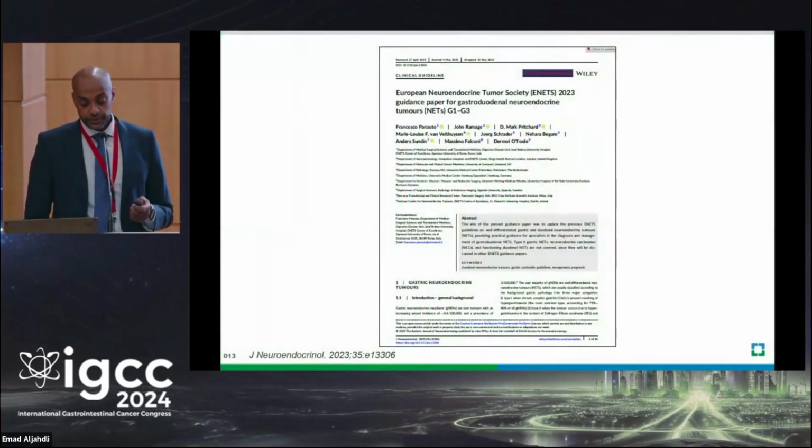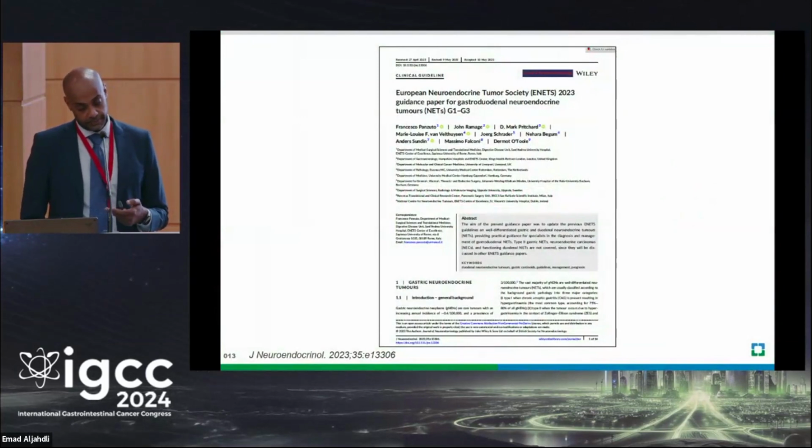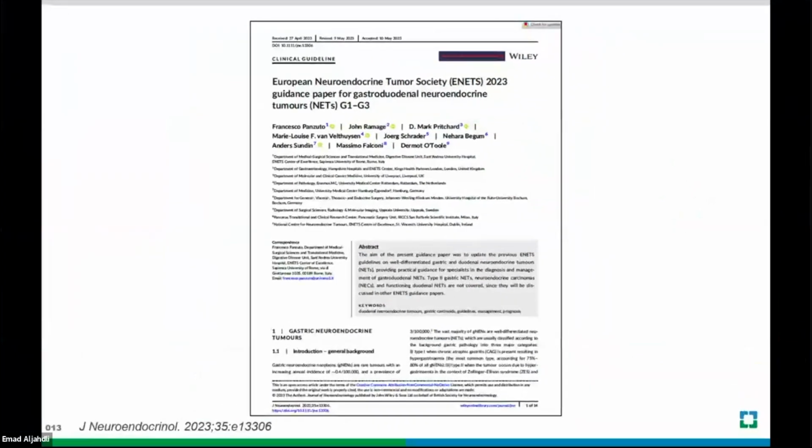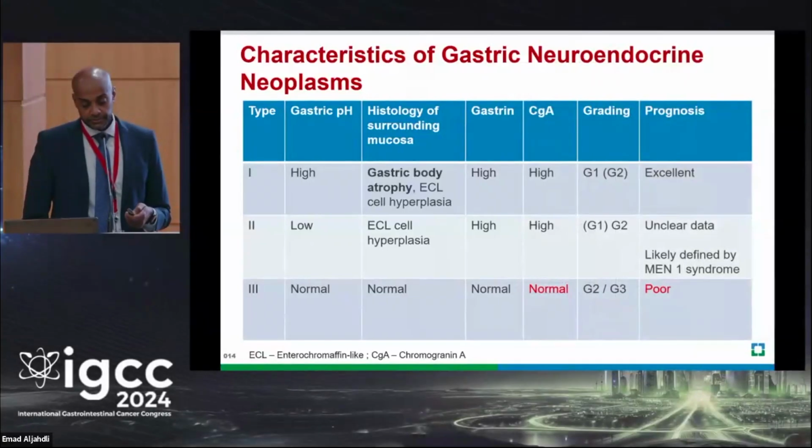There are different guidelines, but I've been using personally the ENETS guidelines for almost 8 years, the European Neuroendocrine Tumor Society, and I find them very helpful in my practice. So I'll be focusing more on type 1 and type 3. Type 2 is very complex because of the association with the syndrome, so in the interest of time, I'll skip it. But these are the characteristics of neuroendocrine neoplasms.